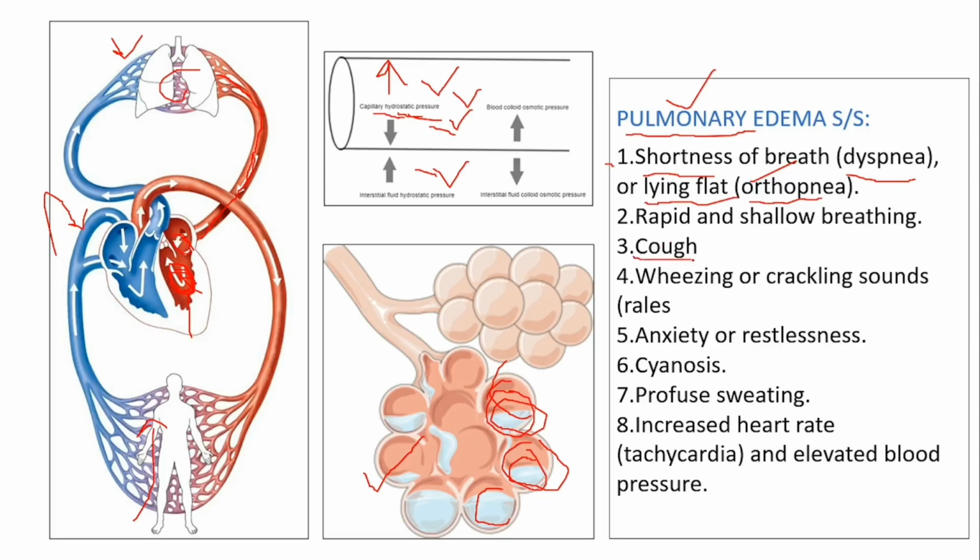The cough will also occur. This fluid acts as a foreign material, so the cough reflex will activate. Wheezing can also occur. Anxiety and restlessness will also occur. Cyanosis will also occur because the oxygen diffusion is impaired, so bluish discoloration will occur. Profuse sweating will also occur because the body stimulates the sympathetic nervous system, which causes sweating, increased heart rate, and elevated blood pressure.